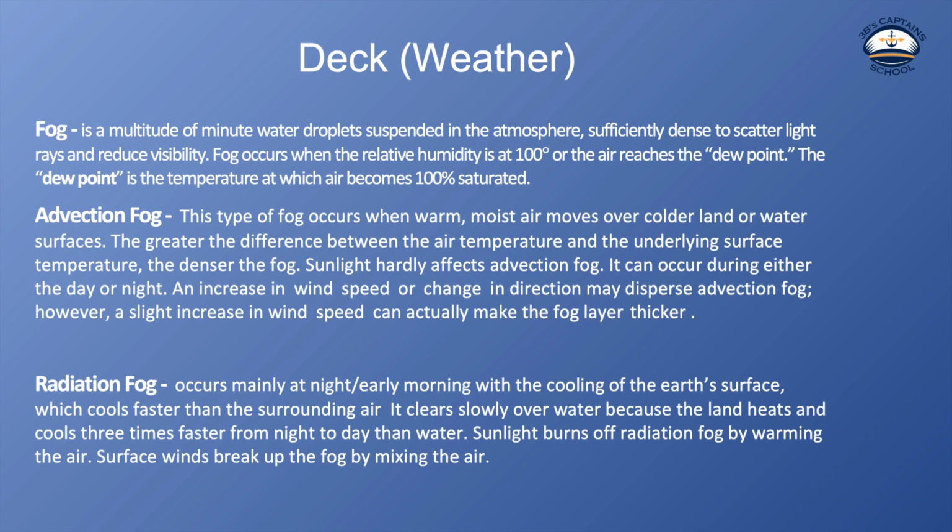So we have two basic types of fog. Advection, and this type of fog occurs when warm, moist air moves over colder land or water surfaces. The greater the difference between the air temperature and the underlying surface temperature, the denser the fog. Sunlight hardly affects advection fog. It can occur during either the day or night, and an increase in wind speed or change in direction may disperse advection fog.